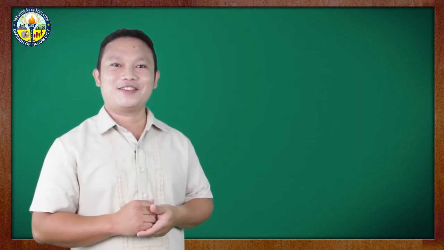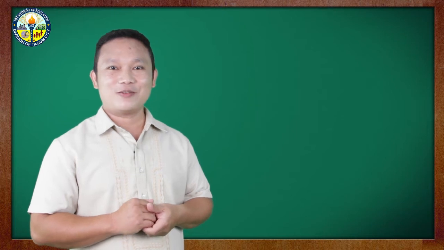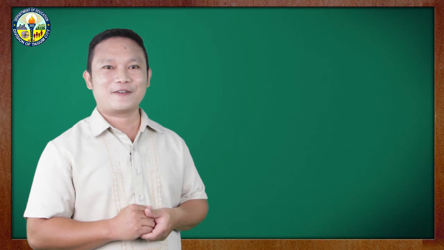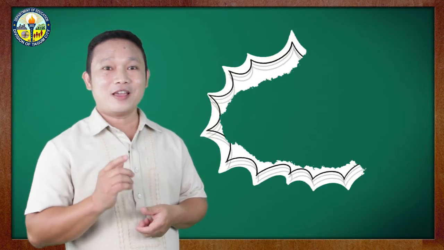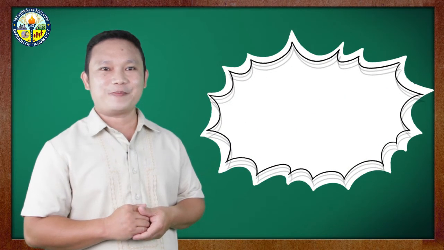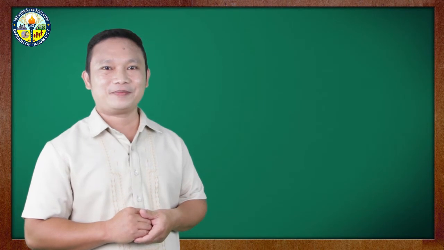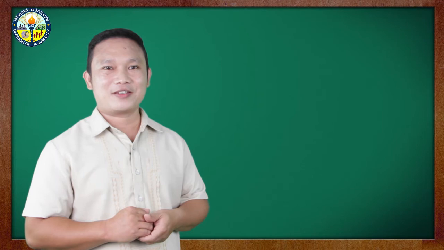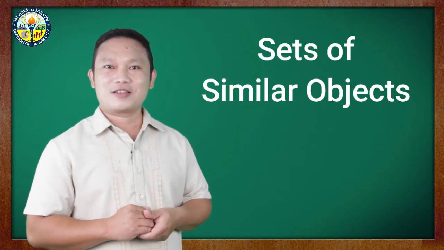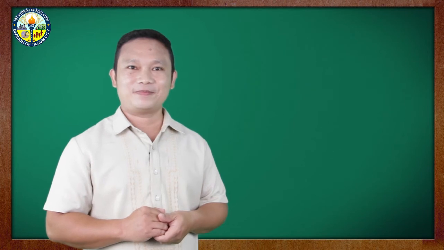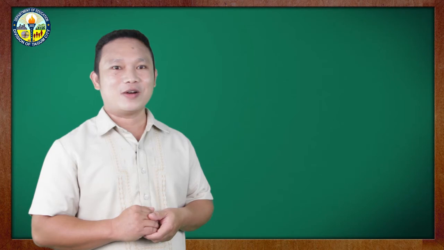Yes, you're right. Each set contains objects which have something in common. They have the same appearance or shape, but they have different sizes. In mathematics, we call them sets of similar objects. Now let us relate this to our lesson today about similar triangles.